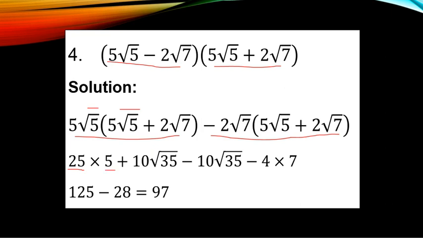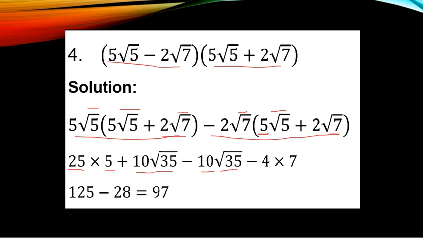The same, the term outside multiplies the second term. So 5 times 2, you have 10. Root 5 times root 7, you have root 35. Different surds can be multiplied. 35 is not a perfect square, so you cannot get a square root. To the second side, minus 2 times 5, you have minus 10. Root 7 times root 5, you have root 35.